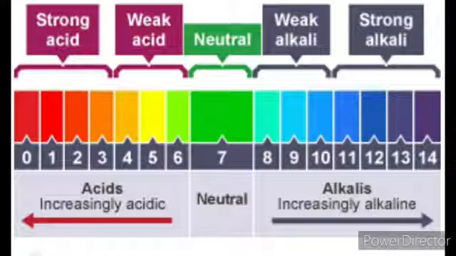The substances which contain the pH value from above 7 to 10 are called weak alkalis, and the substances which contain the pH value from 11 to 14 are called strong alkalis.